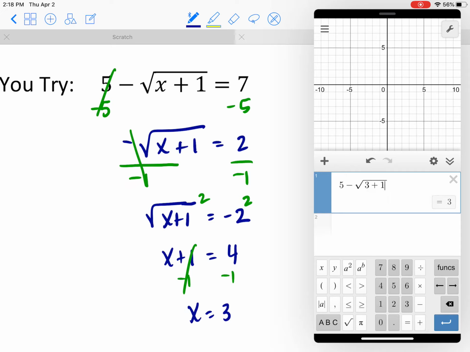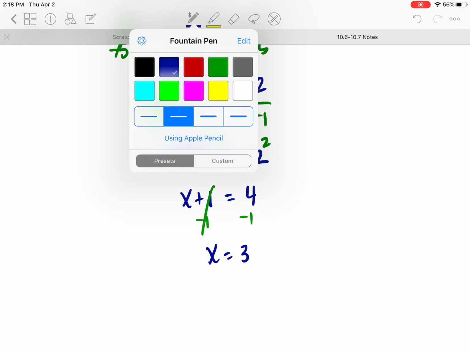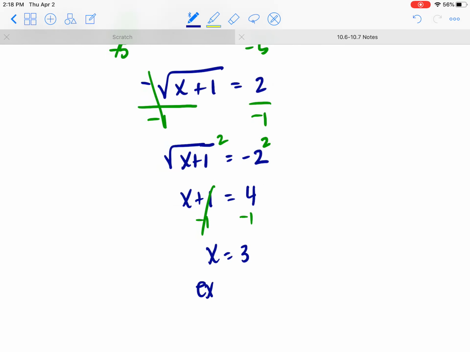Now I'm going to check this. If I put in 5 minus the square root of 3 plus 1, I get 3, and I'm supposed to get 7. Which doesn't mean I made a mistake. It means that that's possible. Sometimes we make mistakes, but I didn't here. What it means is this is an extraneous solution.